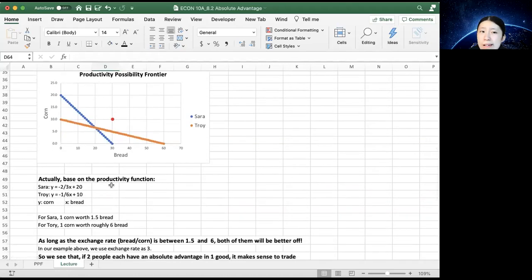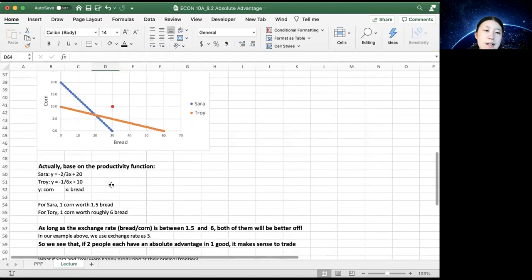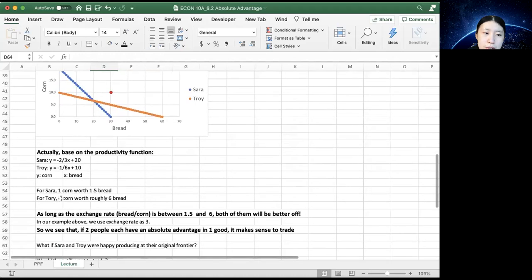So that's why we say that with absolute advantage, letting people do what they are better at can help us be better off, or say we can get gains from trade. If we dive a little deeper, we can actually get the production function based on our assumption. Here you can see Y represents corn and X represents bread. For Sarah, 1 corn is versus 1.5 bread. And for Troy, 1 corn versus 6 bread. This can be seen as a pricing model. You see that we price a good using the other good.